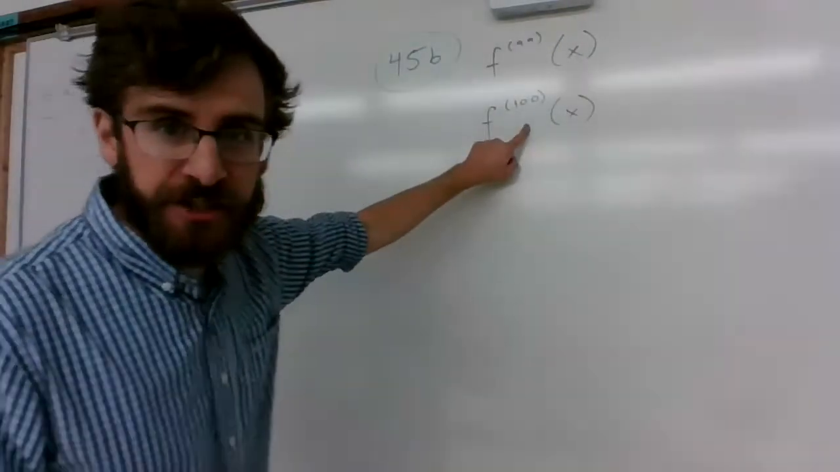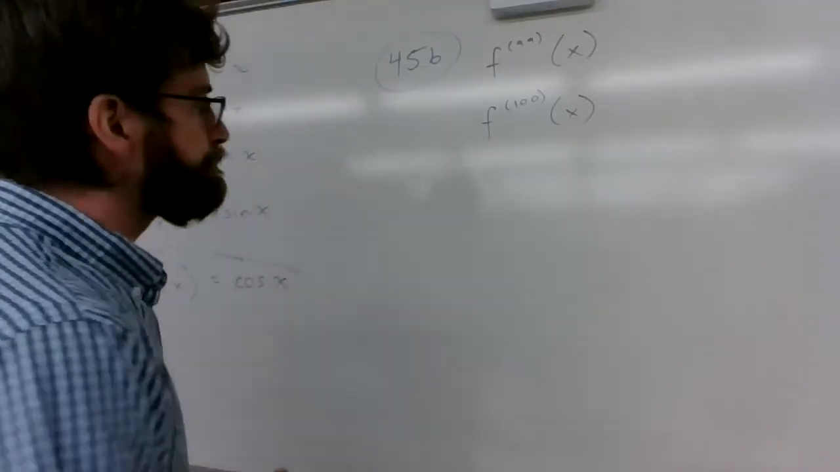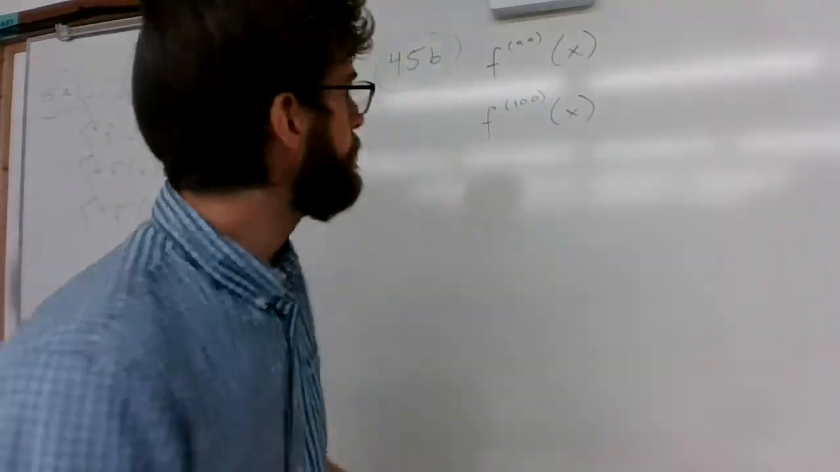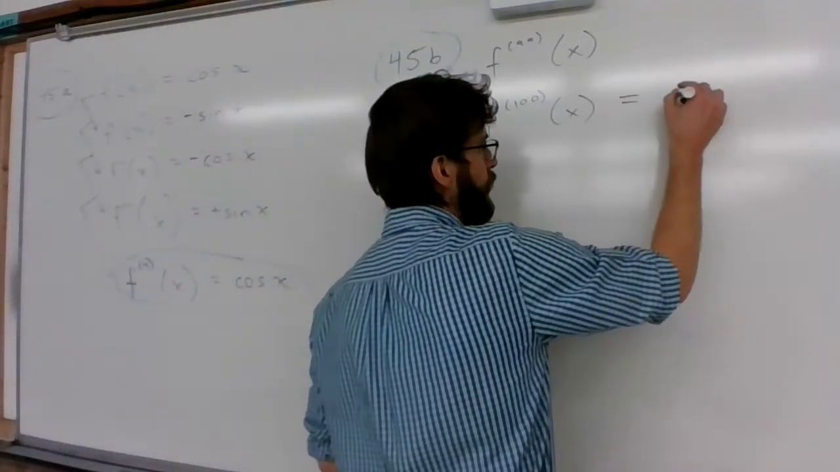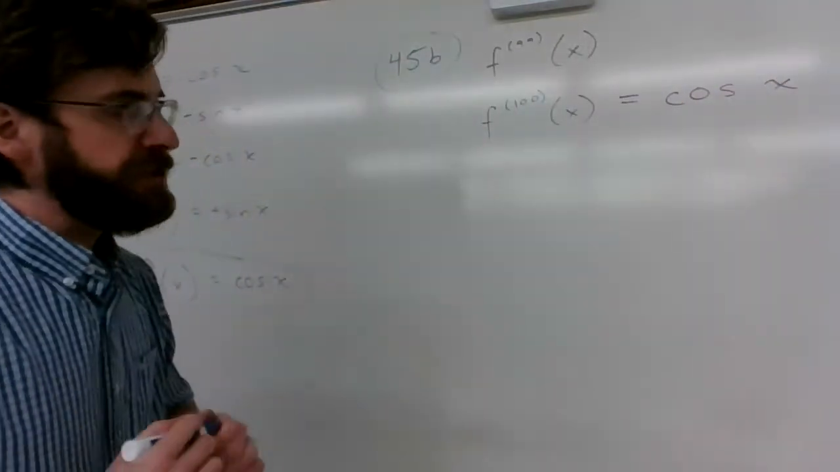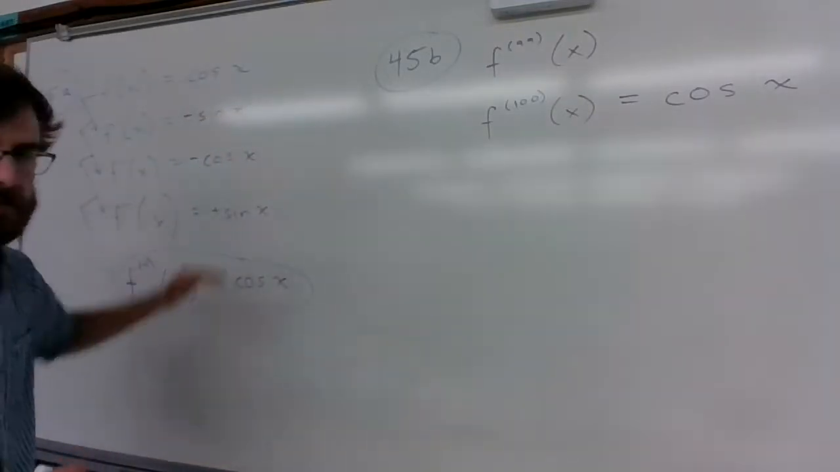So if the order of the derivative is divisible by 4, then that is going to be cosine of x. And 100 is divisible by 4. It's 25. So we know that this one's cosine of x. So what's the derivative just prior to it? Sine of x.